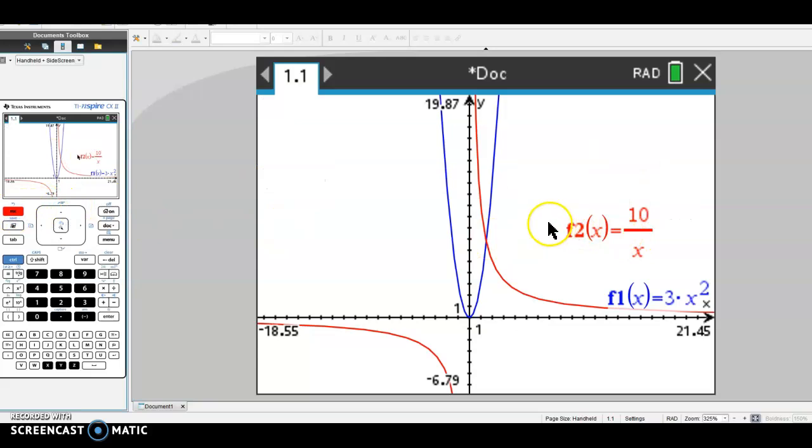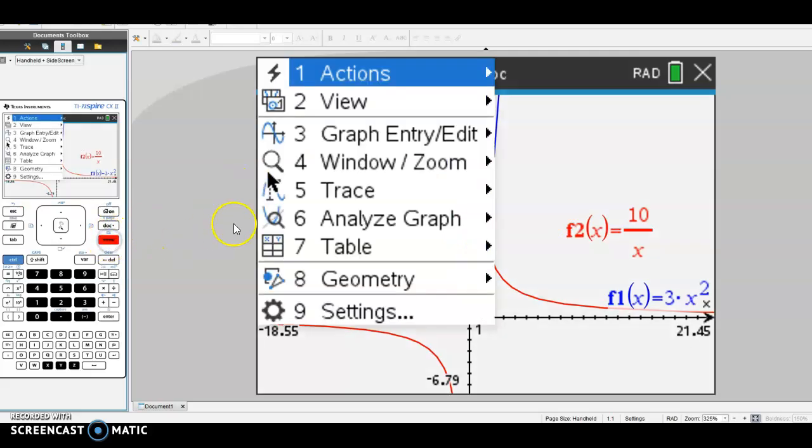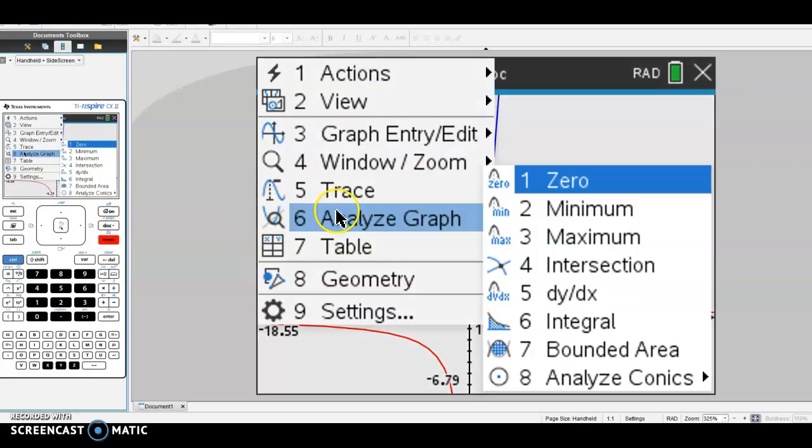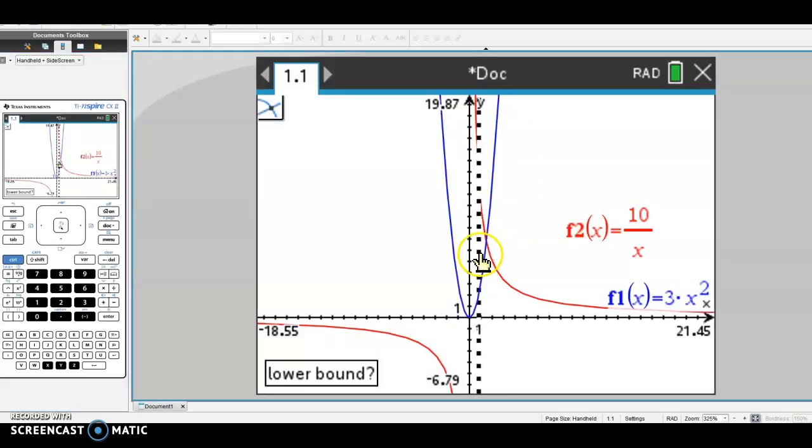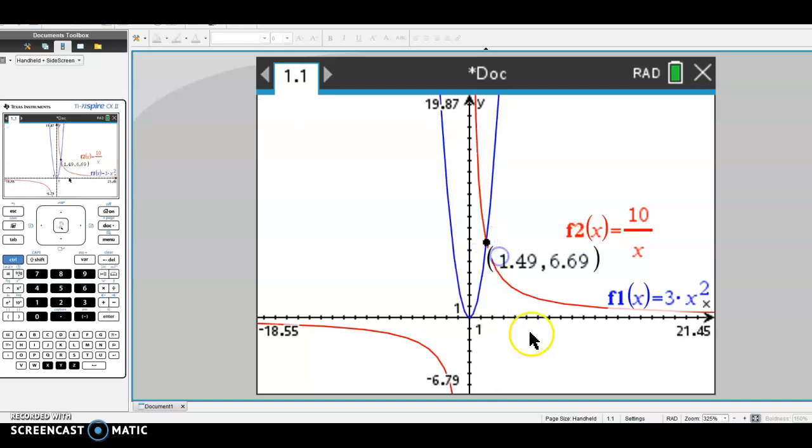So again, I want to find this point of intersection where the red and the blue line cross. So I'm going to go to Menu, Analyze Graph, Intersection. I'm going to get that dotted vertical line. I'm going to put it to the left of where they cross. I'm going to click, and then I'm going to drag over that point of intersection. So this one crosses at 1.49, 6.69.